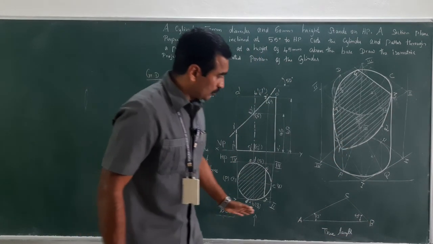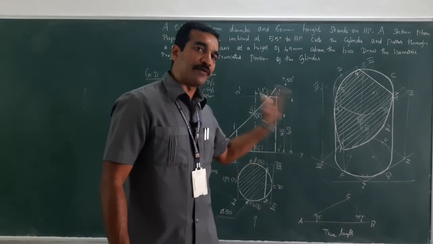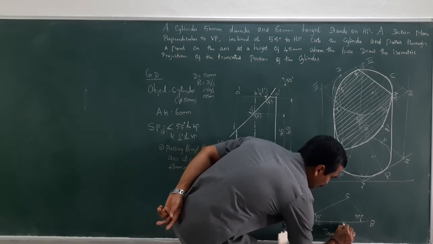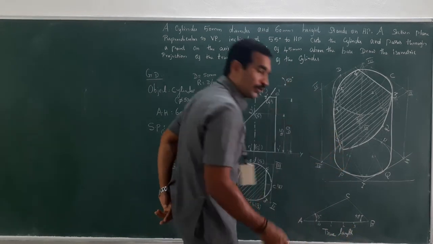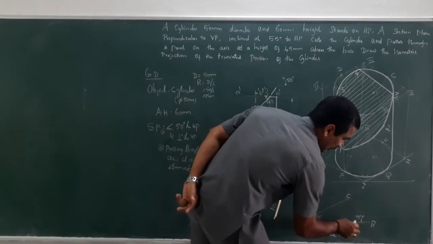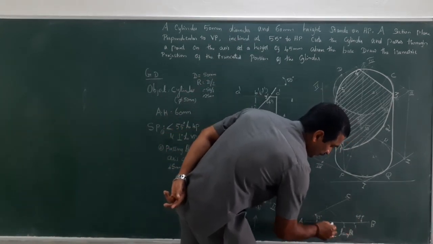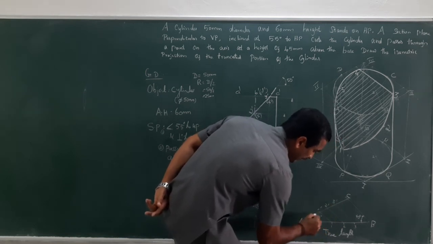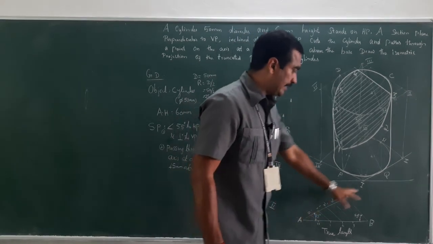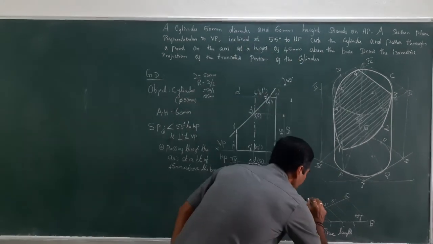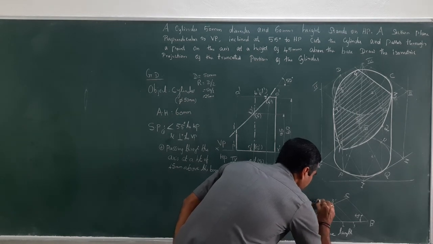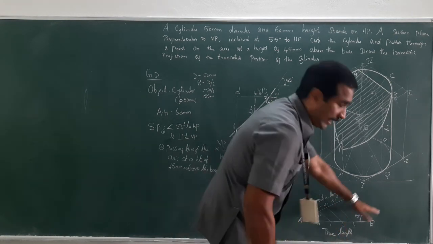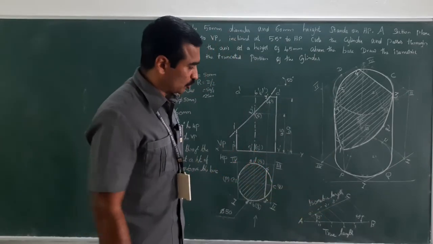Now, divide the true length into 3 or 4 or 5 equal divisions. Let me choose 1, 2 and 3. Now, draw parallel lines to BC and name them 3 dash, 2 dash, 1 dash and O dash. AC is nothing but the isometric length. And what about AB, which is nothing but the true length or actual length?